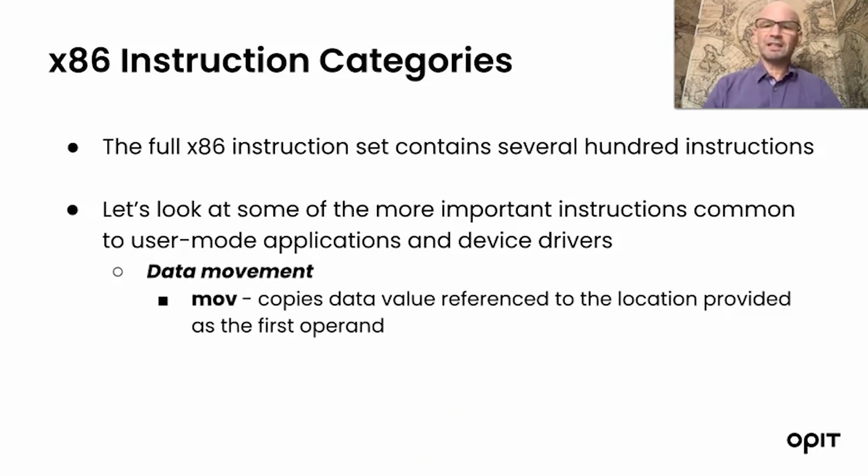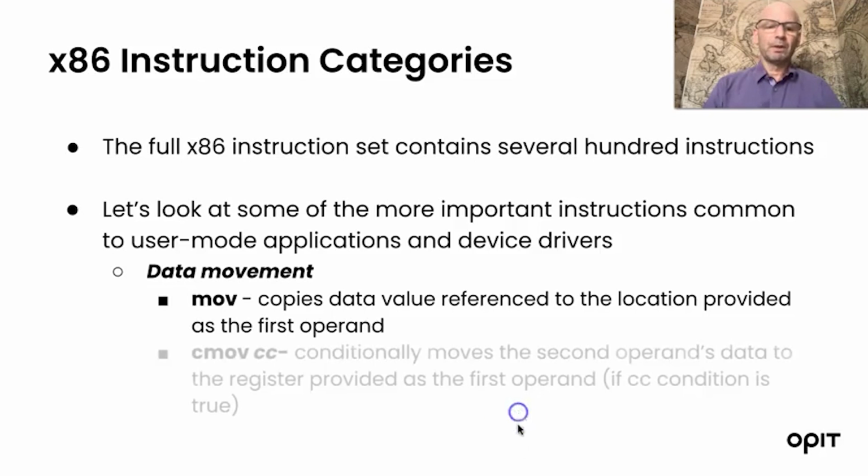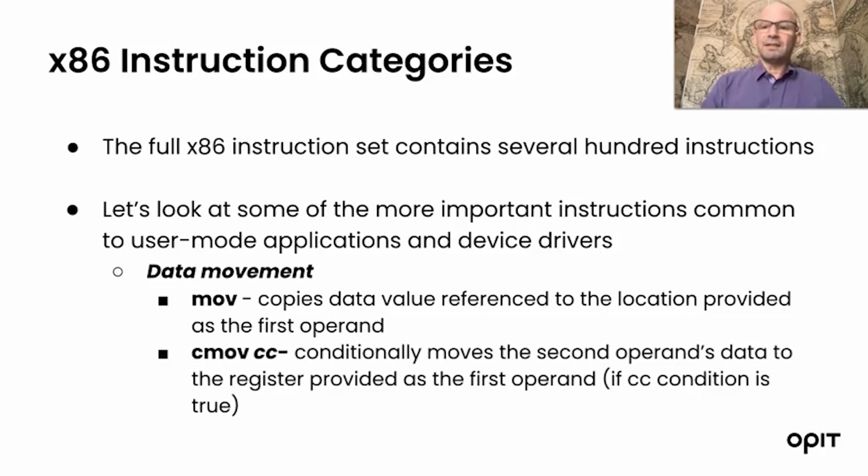First off, let's look at data movement. The MOV instruction copies data values referenced to the location provided as the first operand. The CMOVcc instruction conditionally moves the second operand's data to the register provided as the first operand, if the cc condition is true, whatever that condition may be.